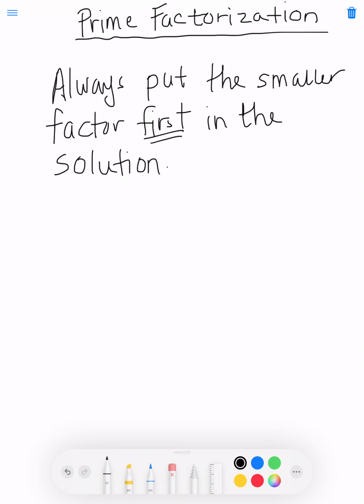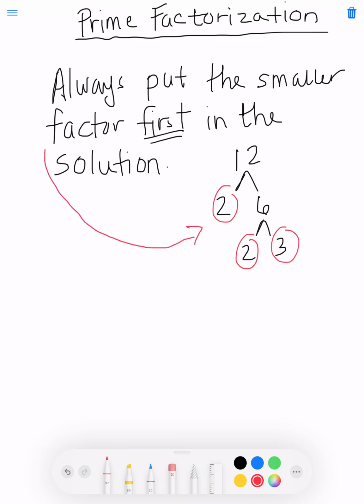Okay, so if we've got the prime factorization of 12, and I have 2 times 6, 2 is prime, and then I've got 2 times 3, both of these are prime, you are always going to put the smaller number first in your answer. So that 2 would come first, and then you circled it twice, 2 to the second power, times, and then your 3. So they have to go in order. They have to go in order from the smallest to the largest. Okay?